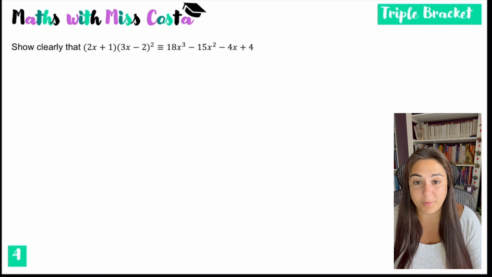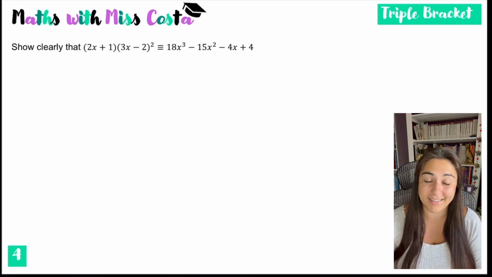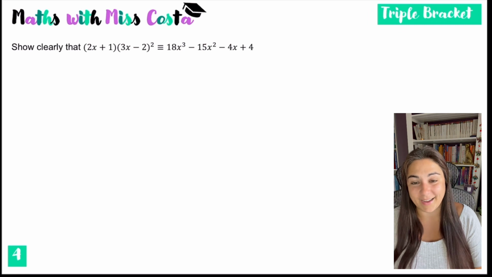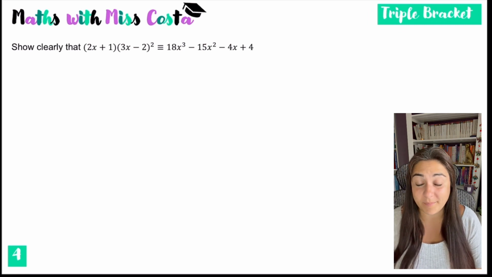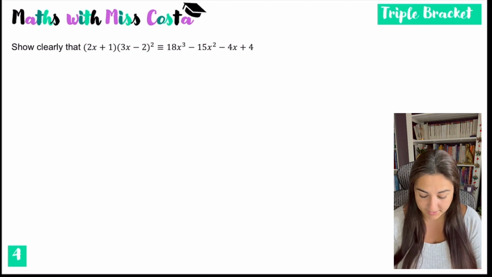Okay, next we've got triple brackets. Now I have a really helpful hint for triple brackets because I have seen people do this for many, many years. Obviously you can do whichever method you prefer, but the best way to do it is expand a double bracket any way you want and then use a grid. So I'll show you how to do that.